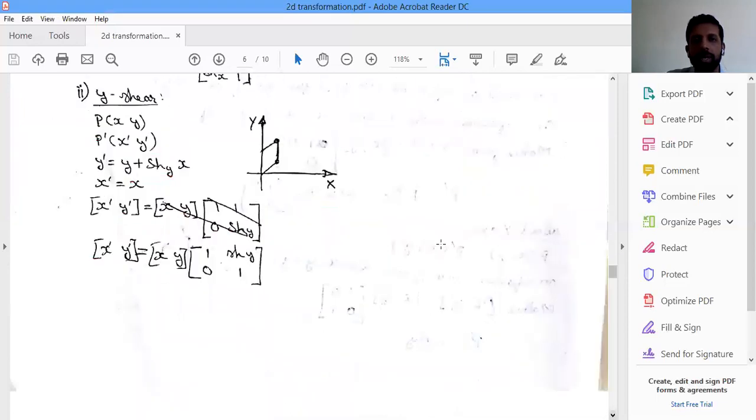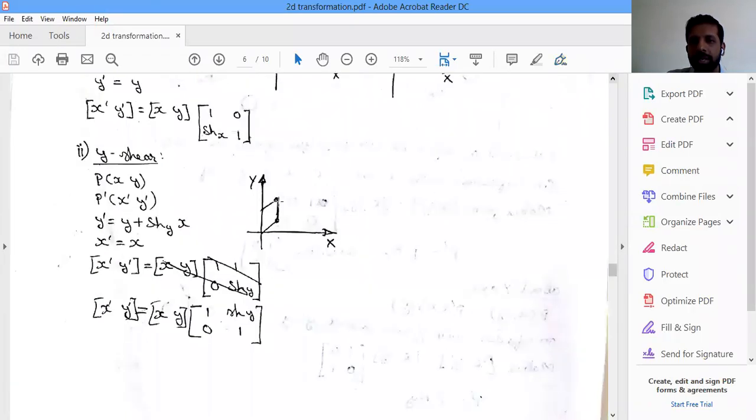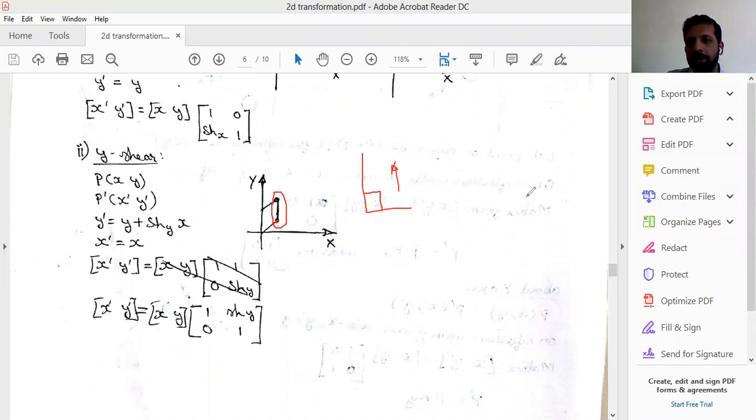Similarly with y, when we shear it along the y axis, what will happen? There will be change only in the y axis. So the coordinates of the points which carry the y value will change, not the x values. Initially it was like this. Now it is going to shear only in the y direction, so it is going to be transformed into a shape like this. This is also a trapezium only, but there's a shift only along the y direction, right? So that is how this comes into picture.